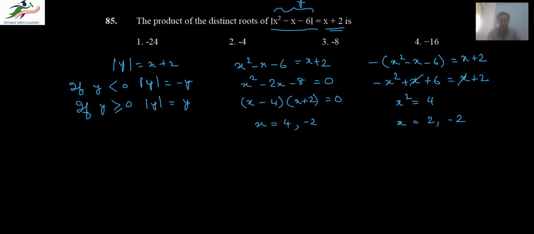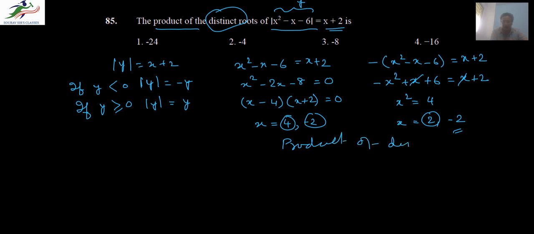So we are asked the product of the distinct roots of the equation. The distinct roots of x are plus 4, minus 2 and plus 2. Minus 2 appears in both cases, it's a common root. So distinct roots are 4, minus 2 and plus 2. So the product of distinct roots will be equal to 4 into minus 2 into 2, which is equal to minus 16. And we see option 4 is given as minus 16, and therefore this is the correct option.